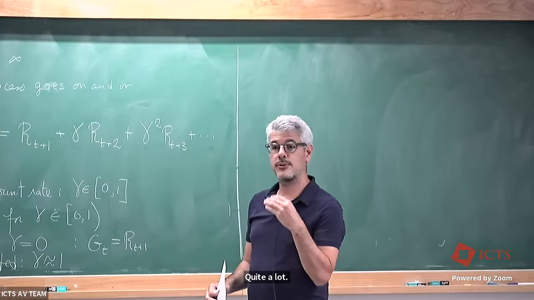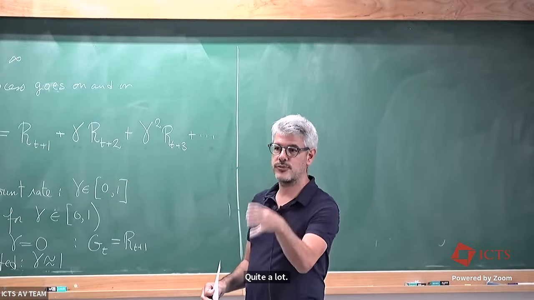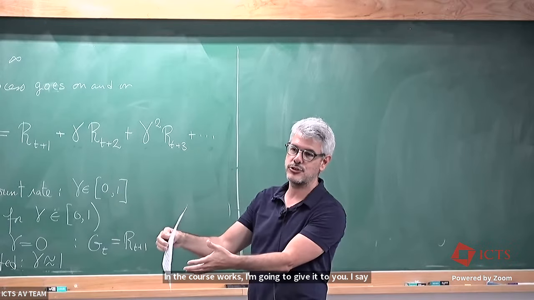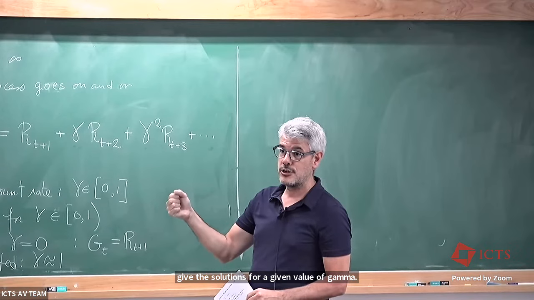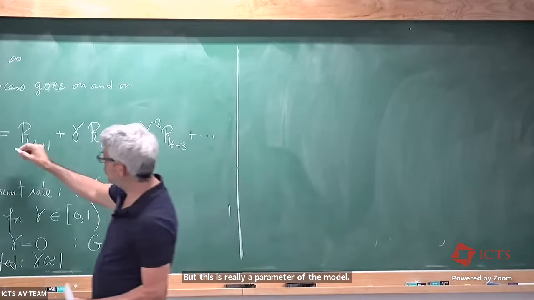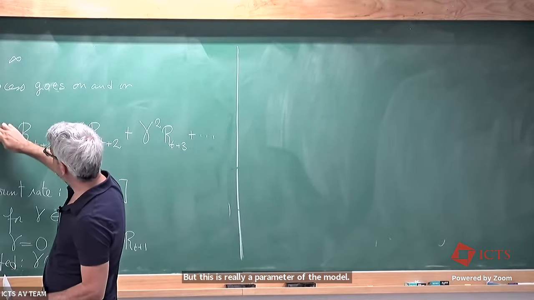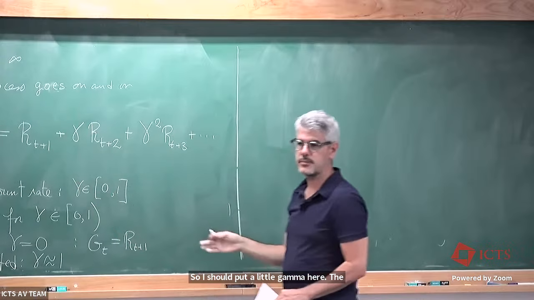In the courseworks, I'm going to say, do the simulations for this gamma, because I'm going to give the solutions for a given value of gamma. But this is really a parameter of the model, right? So I should put a little gamma here. The returns that you'll consider will depend on gamma. This is implicit at this point.